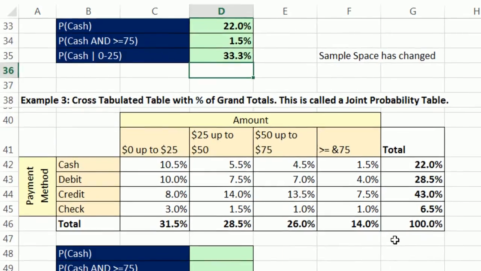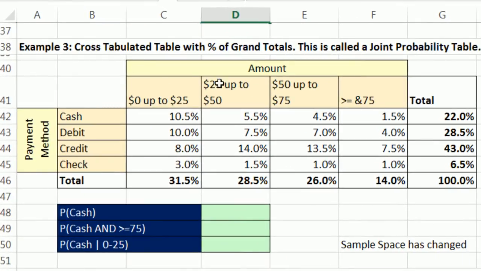Let's look at the same example, but crosstab where everything's expressed as a percentage of the grand total. Back in chapter 2, we saw cross-tabulated with percent of grand totals. In this chapter, they call this a joint probability table. Each one of the intersecting cells shows us an "and" probability. The event is credit and 0 up to 25. The margins over here, the event is a single event, $50 up to $75. Over here, the single event is cash.